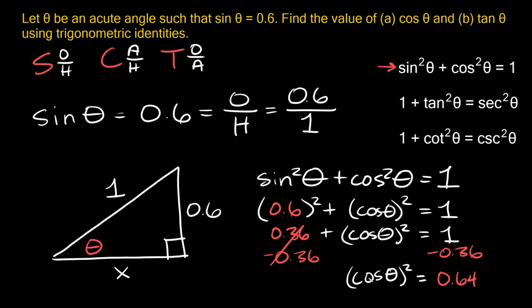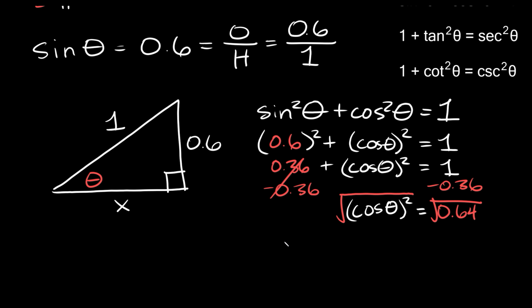0.64. All right, now we're trying to solve for the cosine of theta, so we need to get rid of this exponent, and the way that we do that is by taking the square root of it. And again, what we do to one side, we do to the other, right? So we'll take the square root of this side as well, and then I'll scroll down so you can see the rest of this problem.